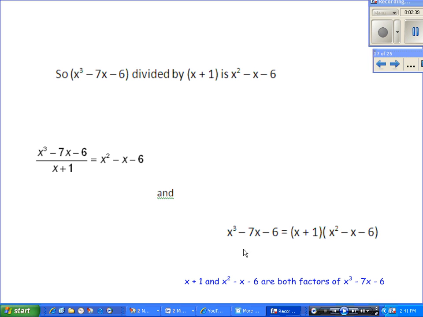And then we also know from this that x cubed subtract 7x subtract 6 is equal to x plus 1 times the quadratic x squared subtract x subtract 6. So both the x plus 1 and x squared subtract x subtract 6 are factors. The reason that works is because we got a remainder of 0. Let's look at another example where the remainder is not 0.